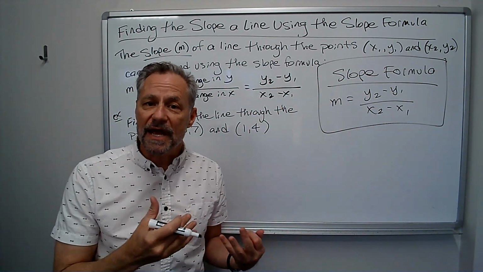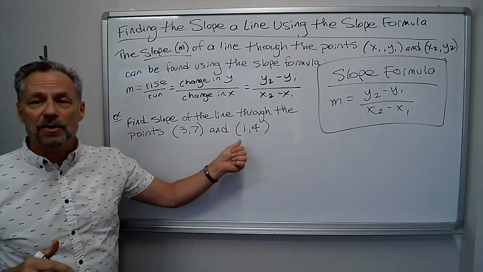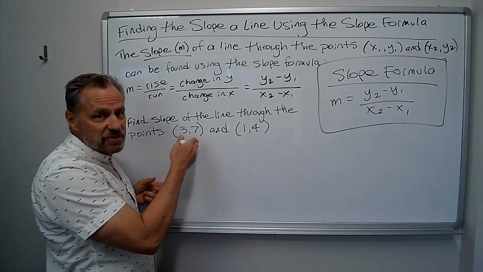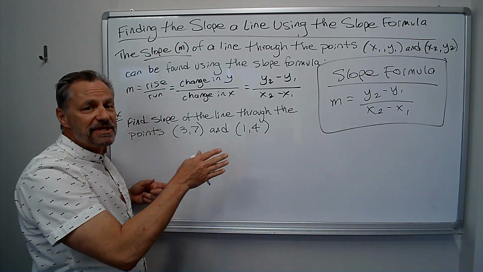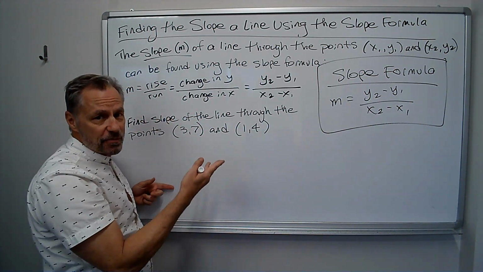All right, let's apply it to an example. Find the slope of the line through the points 3, 7, and 1, 4. Well, remember, a point, an ordered pair, is always in the order x, y. Doesn't matter which one of these we pick to be the first point and the second point, we're going to get the same answer if we do it correctly.